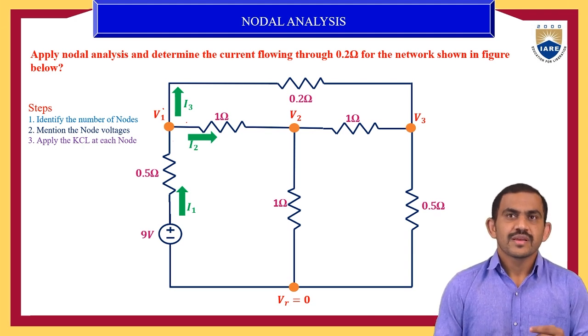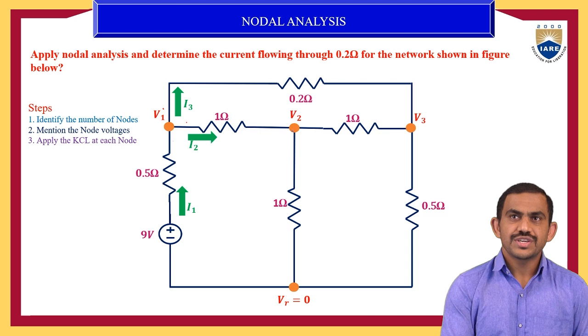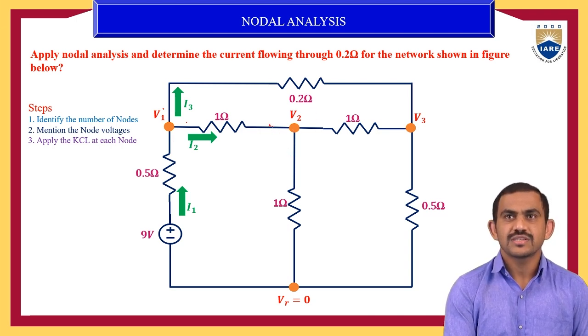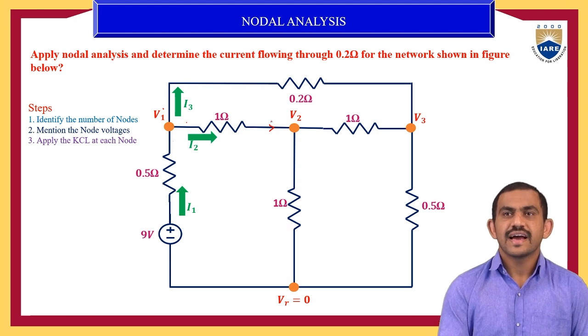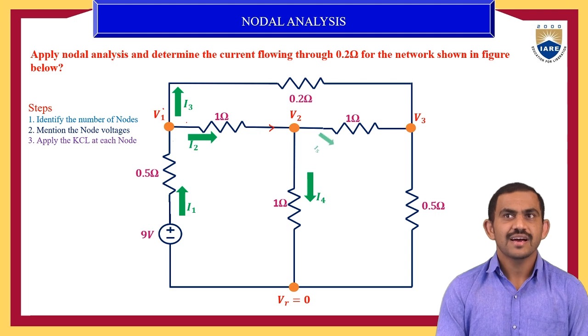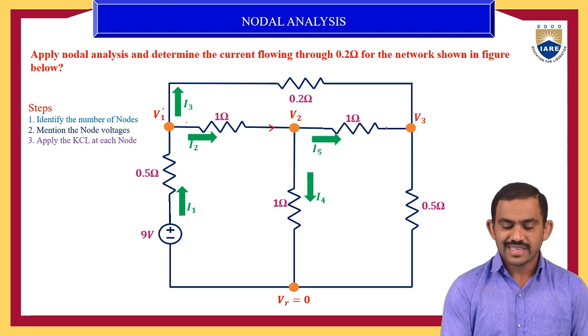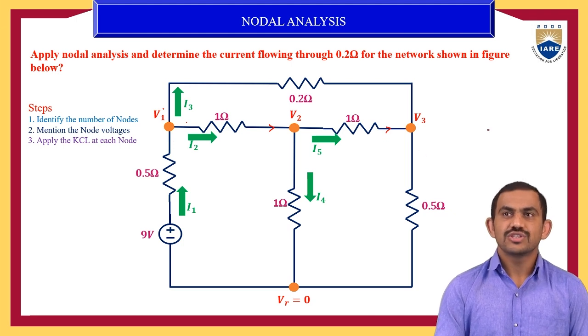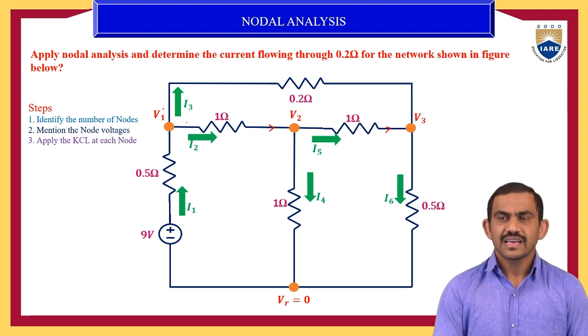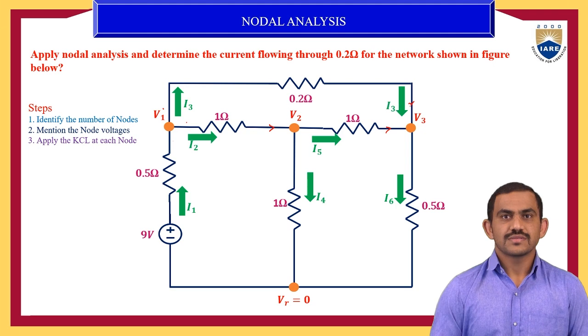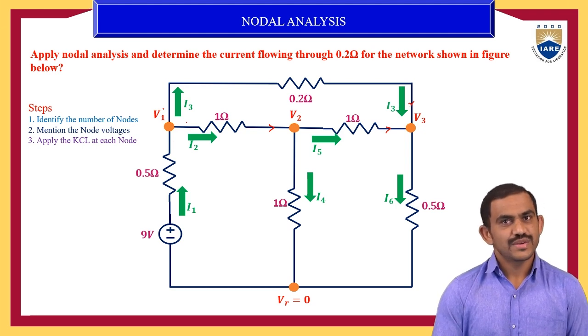Clear? Now at the V2 node, again I have 3 branches. From this branch I have the same I2 current, and at the 1 ohm branch I have I4, and at one more 1 ohm branch I have I5 at the V2 node. And what about V3? In this branch again I have I5, in the 0.5 ohm branch I have I6, and this branch is the same as your I3. Now every node has different currents.